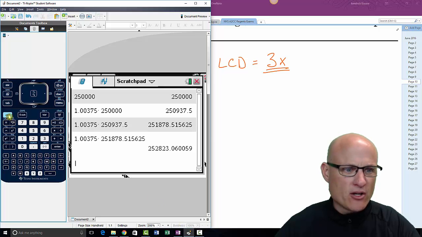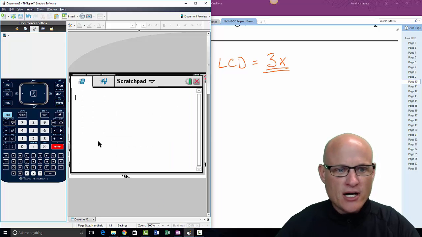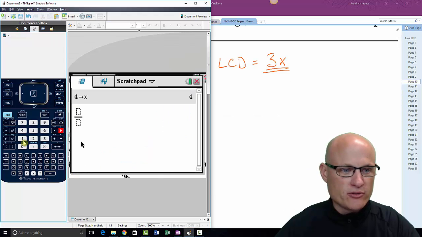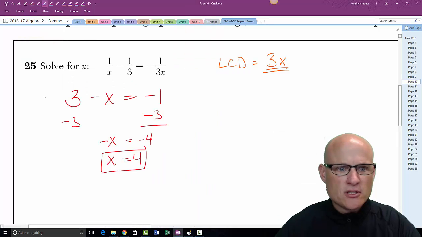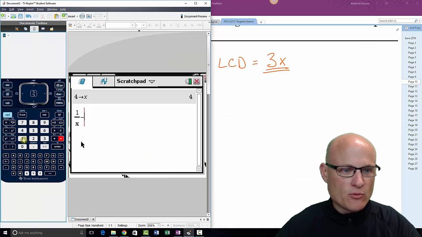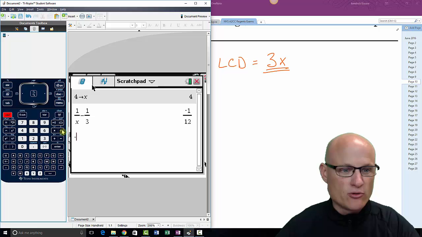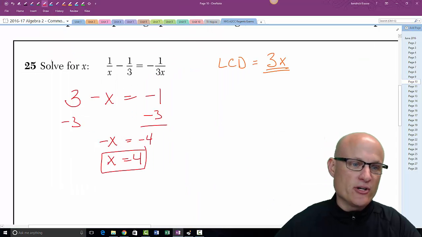I'm going to take 4 and store it into x. This is one of those cases where you have to use the answer you came up with. And then 1 over x, minus 1 divided by 3, enter, is equal to negative 1/12. Now put in negative 1 over 3x. Both are negative 1/4. You know you got it right.